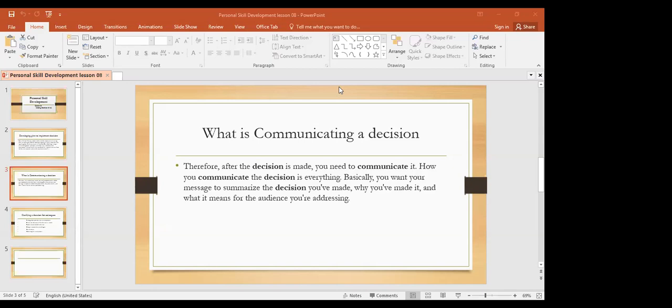Okay, so in the decision you made, you can communicate what you have done, the decision making. Basically, you want to essentially summarize the decision you made, why you made it, and what it means to the audience you are addressing, right? So when you have taken a decision, you should tell the reason why you have taken this decision. Now, in this property, why I'm going to sell, like that you have to let others know, and tell them the reason why you are taking it, right? So that is the audience that you have to address.